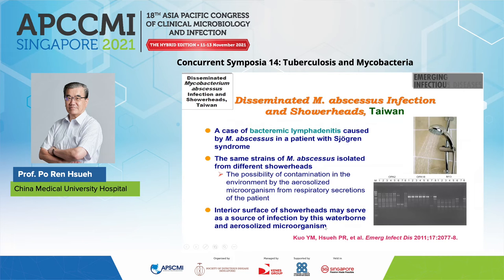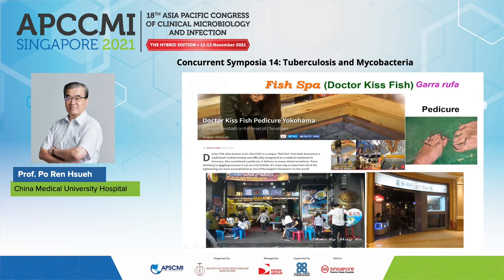Let me give an example in Taiwan. We have cases of disseminated Mycobacterium avium infection, with mycobacterial adenitis caused by Mycobacterium avium in a patient with autoimmune disease. It was isolated from bacteremia, isolated from the lymph node, and also could be identified in the showerhead, in particular the interior surface of the showerhead. I think this is a really common situation of waterborne Mycobacterium abscessus infection. This is the case from the source of the isolate from the showerhead. And the fish spa is very common in Taiwan and also in other countries.